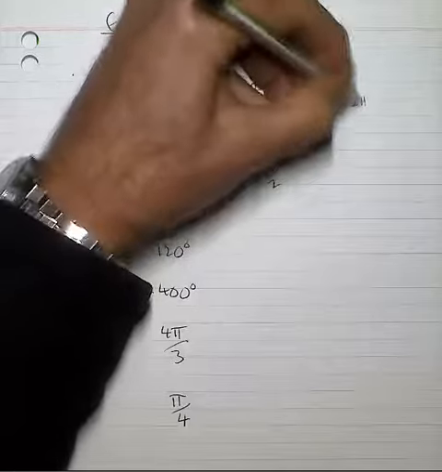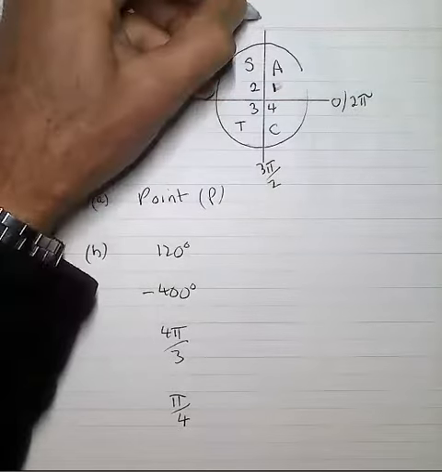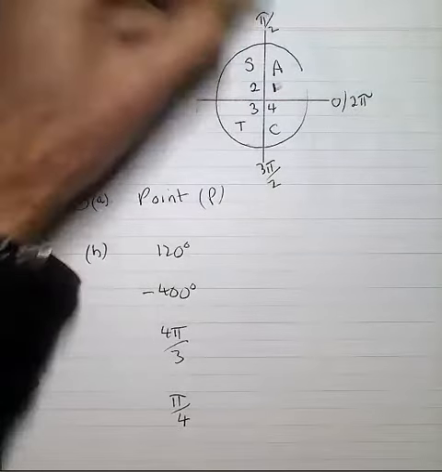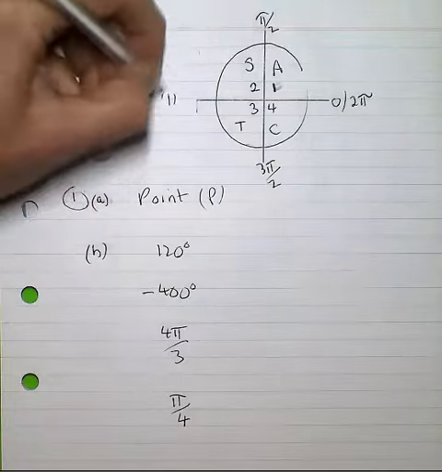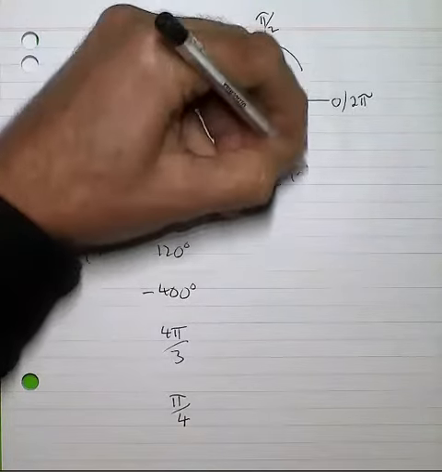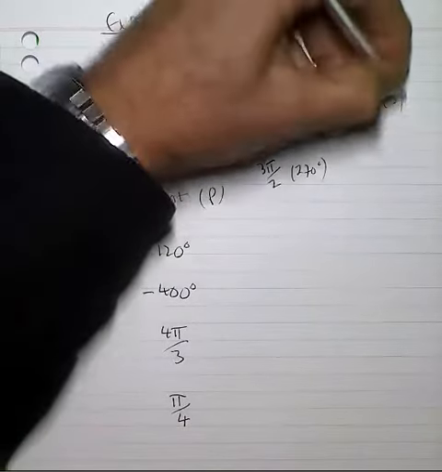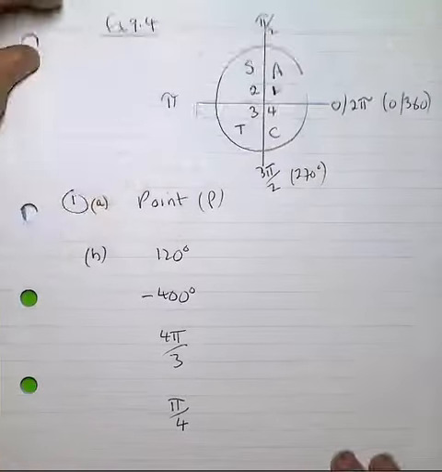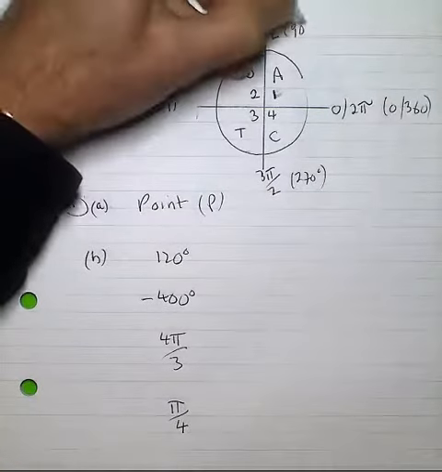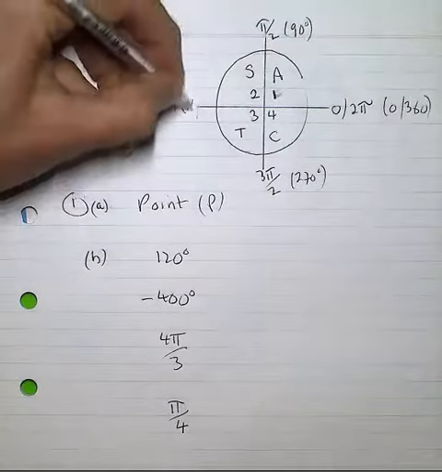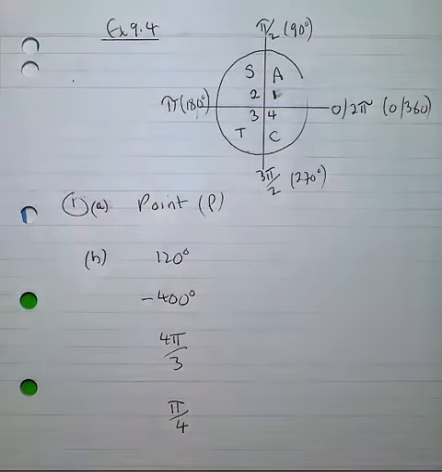I'll put in the radian measures there. That could also be 2 pi. We've got pi over 2, and we've also got pi. If we wanted the angles, 270, 0 and 360, 90 degrees at 12 o'clock, 180 degrees to the left.